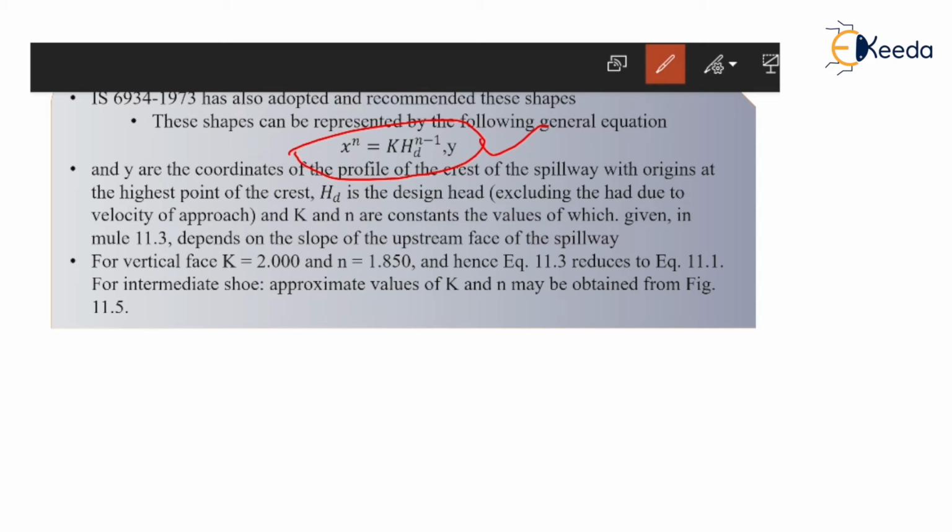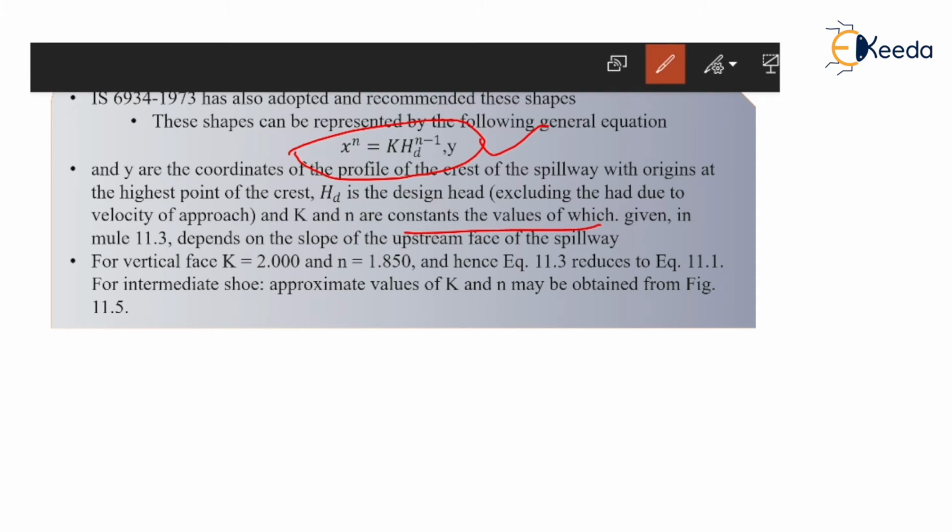Now in this, the x and y are the coordinates of the profile of the crest of the spillway, and Hd is the design head. K and n are constant values. Here you can see that these constant values depend totally upon the slope of the upstream face of the spillway.